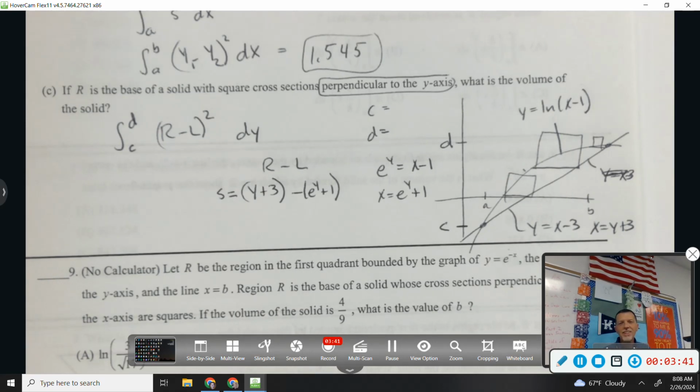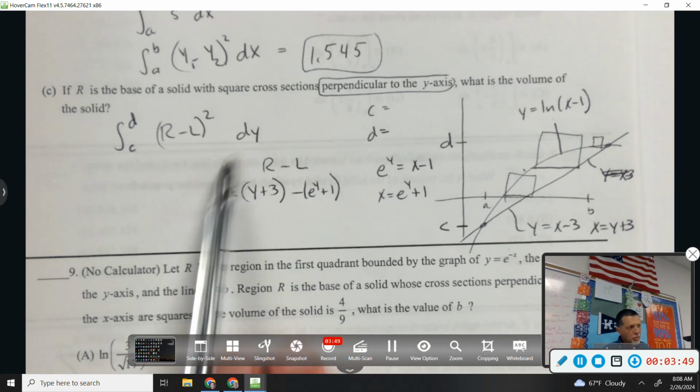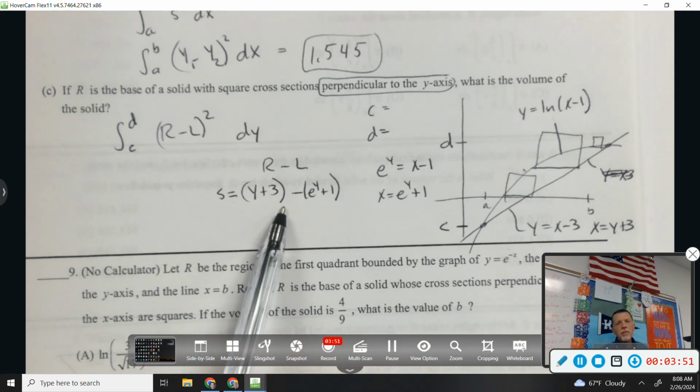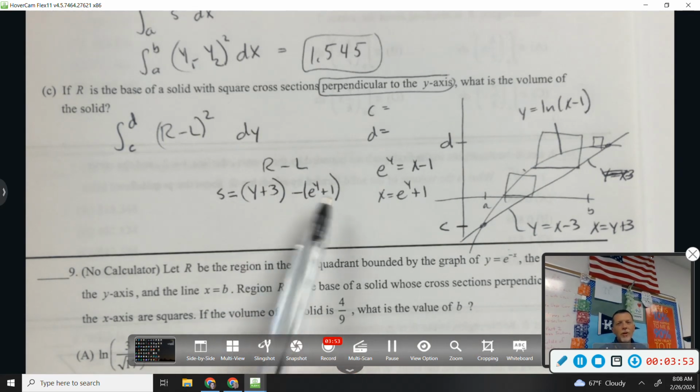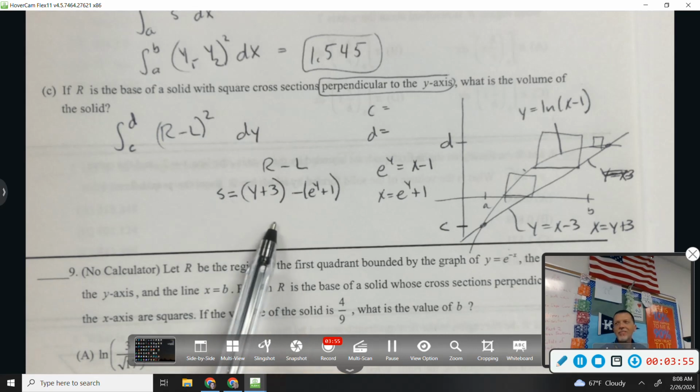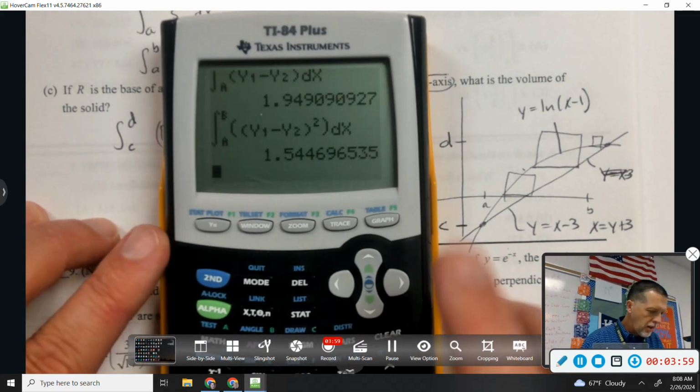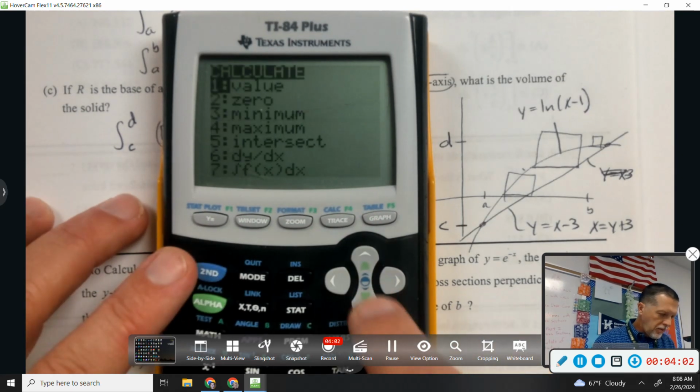That's kind of ugly. So this one's worse, because I got to figure out C and D. That's not too hard. That's just calculator work. A little bit of algebra work. And then I can't do y1 minus y2. I'm going to have to type this stuff in. So yeah, this is going to be a little bit uglier. Let me find those intersections.